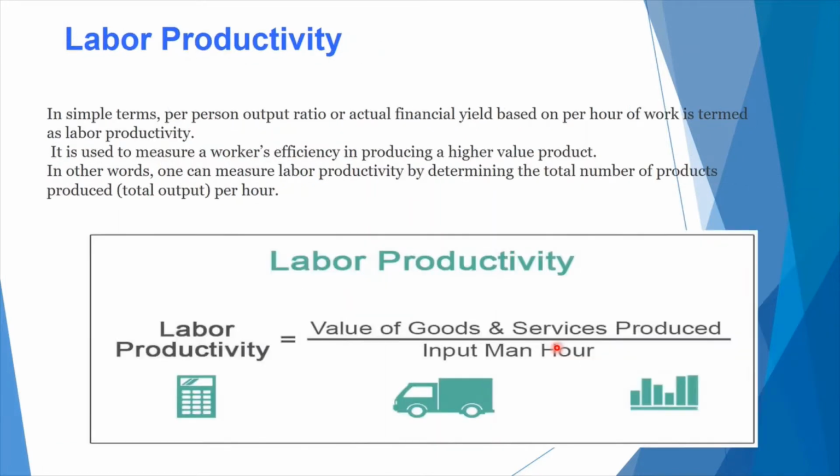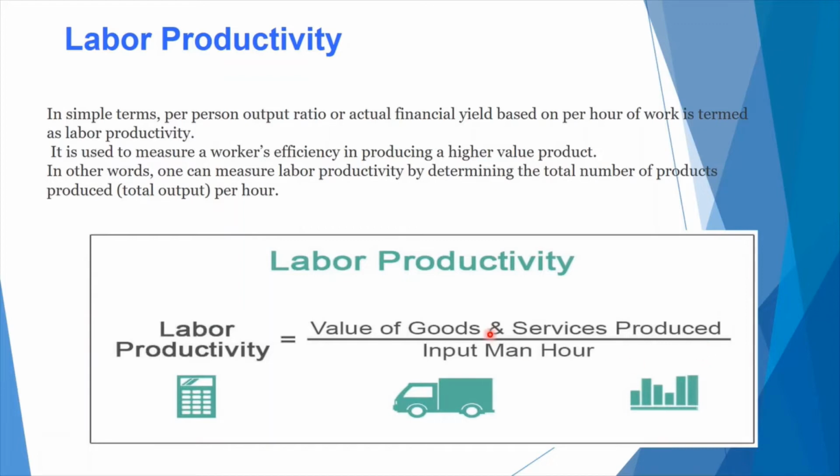Okay, let's learn partial factor productivity one by one. Let's first begin with labor productivity. In simple terms, per person output ratio or actual financial yield based on per hour of work is termed as labor productivity. It is used to measure a worker's efficiency in producing a higher value product. In other words, one can measure labor productivity by determining the total number of products produced, total output per hour.